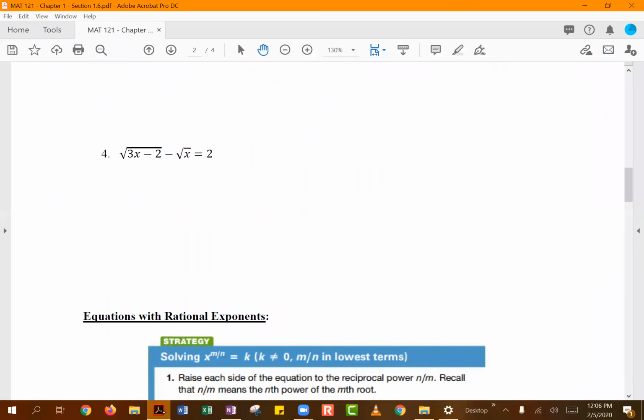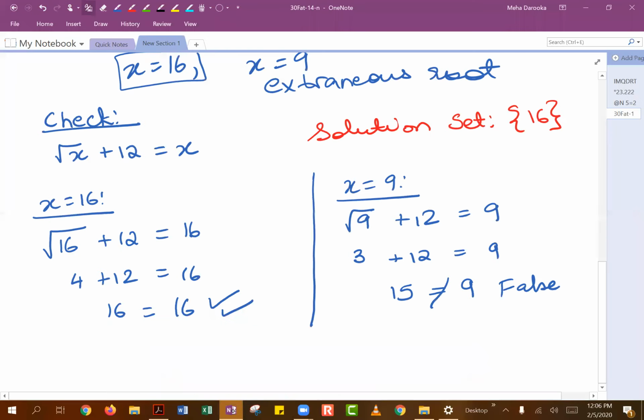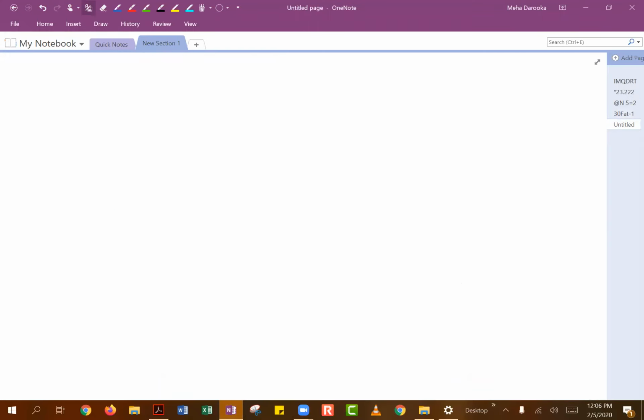Now number 4 is actually going to be one of those problems where we'll have to repeat the process because we've got two terms that have a square root on them. So in this case, what I would do is get that square root of x to the right-hand side and leave the larger one, the square root of 3x minus 2, on the left-hand side. Okay, so we have square root of 3x minus 2 minus square root of x equals 2.